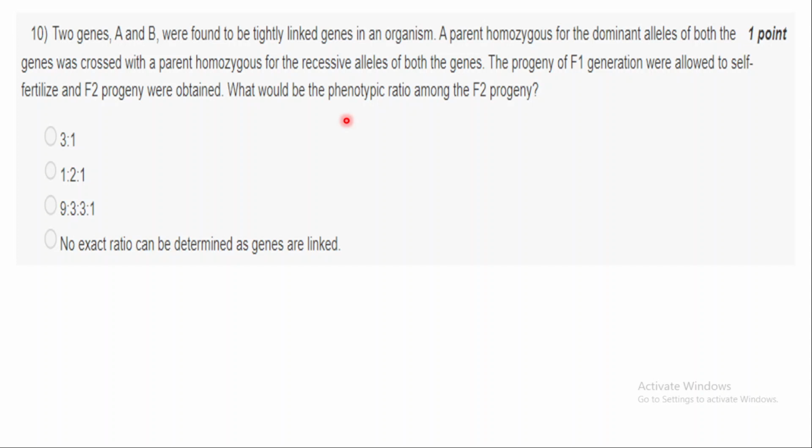Students, take your time, go through the question yourself and try to solve it for the answer. What do you think is the phenotypic ratio in the F2 generation? And I would expect all five of you to answer whatever you think is the correct answer.